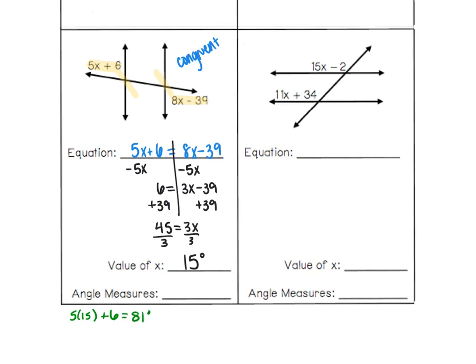Now these are congruent, so theoretically that 8x minus 39 should also work out to be 81. I'm going to just double check that as a way to make sure that I did it correct. So 8 times 15 minus 39. So 8 times 15 gives me 120, minus 39 is also equal to 81, so that's good news. So using the fact that x was 15, that means those angles would be 81 degrees each.